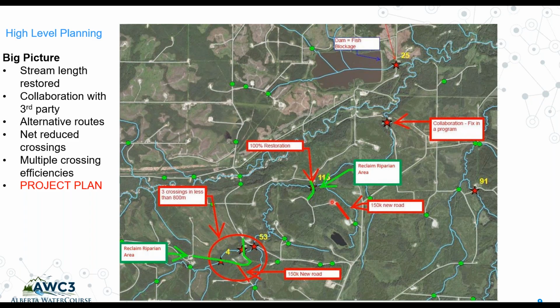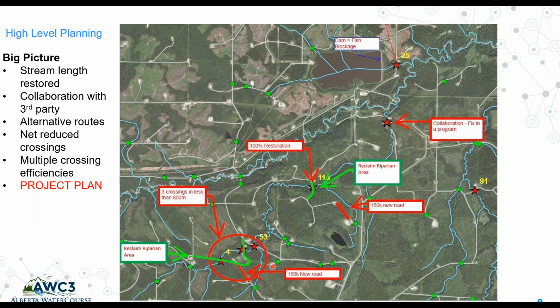When I look at this particular site, there are 3 wells that this road is accessing. Instead of fixing this crossing, can we look at installing a new road that's potentially cheaper, and restore this crossing 100%, which removes the long-term liability? It also reclaims a large riparian area around the creek.